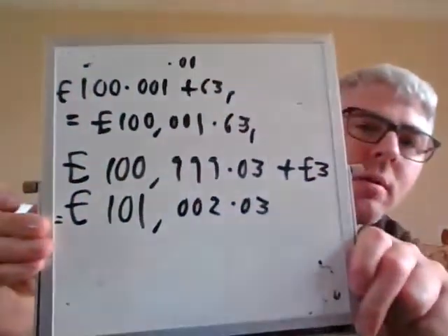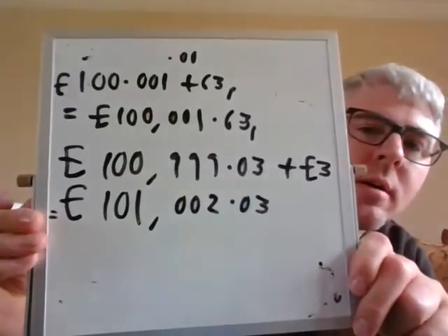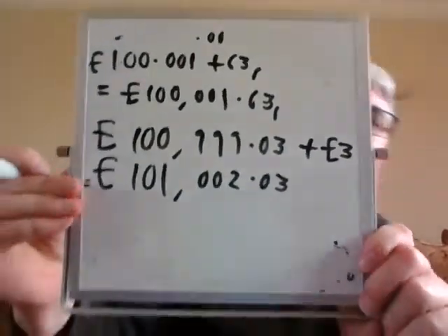Right, this one's 100,000 and 99 and 0.3 pennies. So 100,999.3 pennies plus £3, and the answer for here is done that there for you. And the answer's where I've got the equals, so I just wanted you to see that.